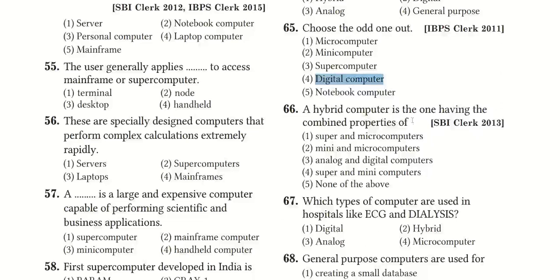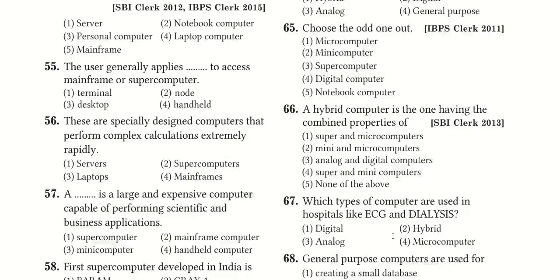A hybrid computer is the one having combined properties of analog and digital computers. Hybrid computer contains both the properties of analog and digital. Which type of computer is used in hospitals like ECG and dialysis? So it is hybrid computer.